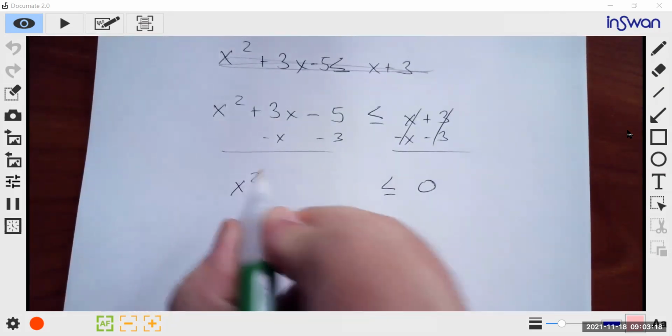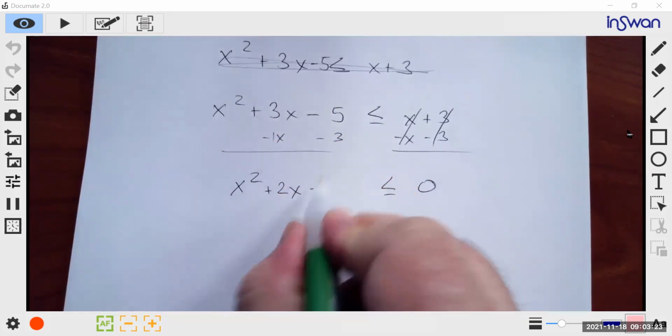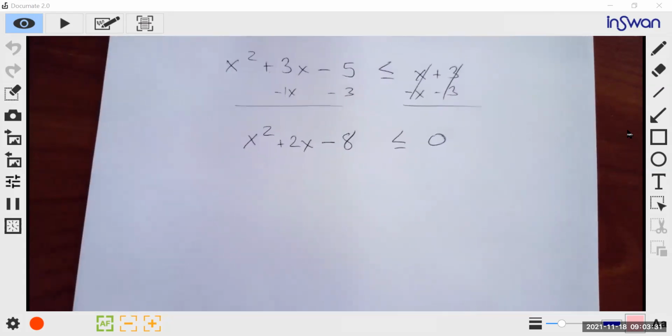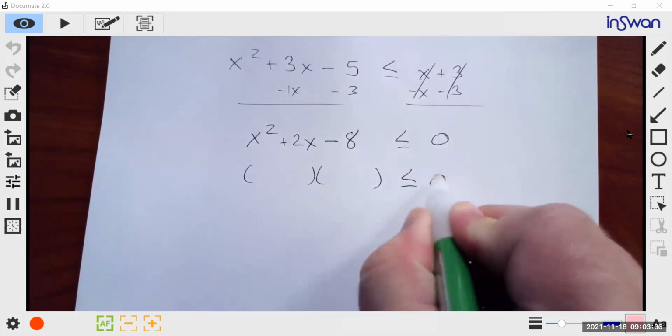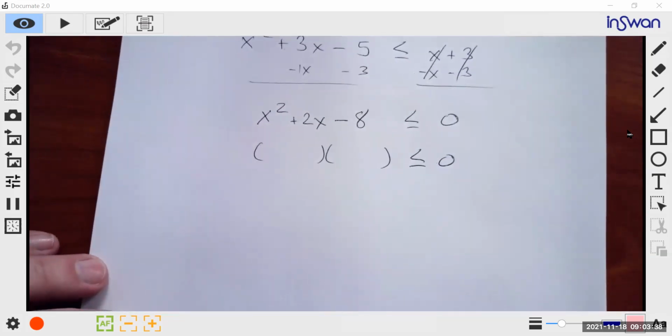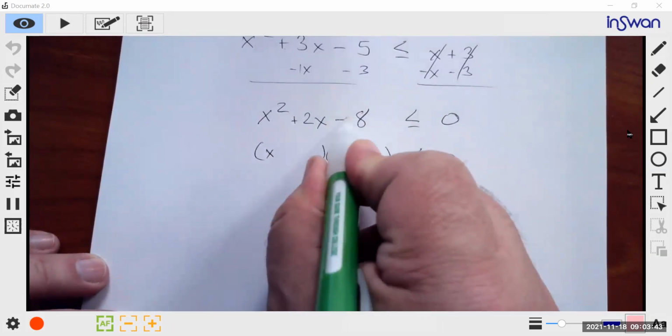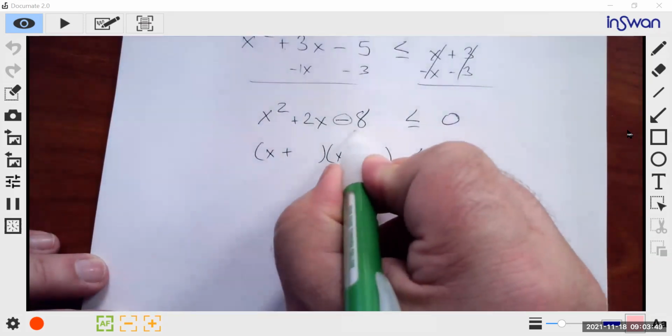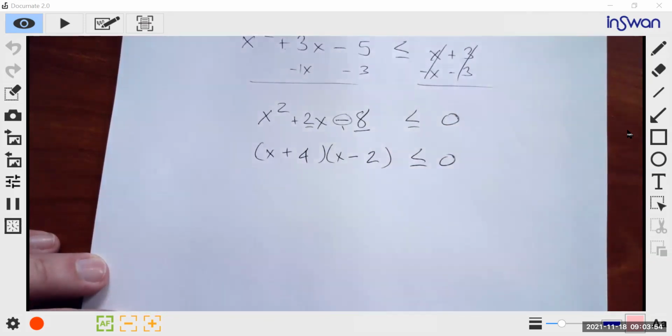So we have x squared, 3 minus 1 is positive 2x, negative 5 plus 3 is 8. We factored it, we solved it. So now we have to factor it. X and X. Since the second sign is a minus, the signs are different. What times what is 8 when you subtract them, you get 2? 4 and 2.